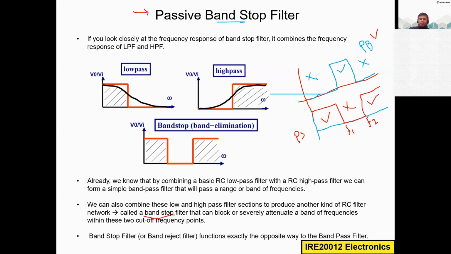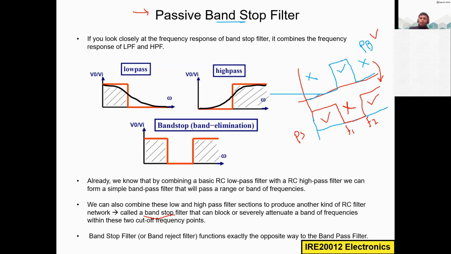So the purpose of this band stop filter is that it can block or severely attenuate a band of frequencies within these two cutoff frequency points. So here we can see it severely blocking or stopping certain frequencies between these two cutoff frequencies, and it passes all the rest of the frequencies. So the band stop filter functions exactly the opposite way to the band pass filter.